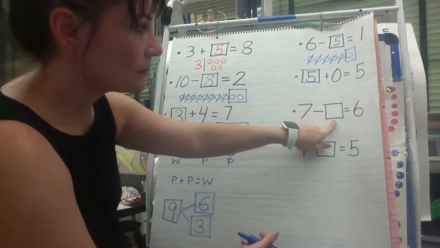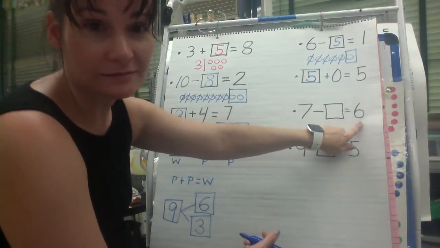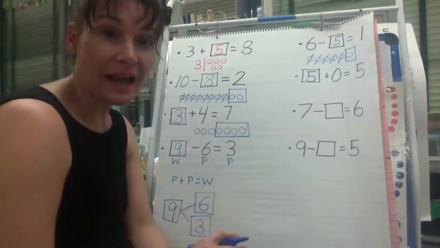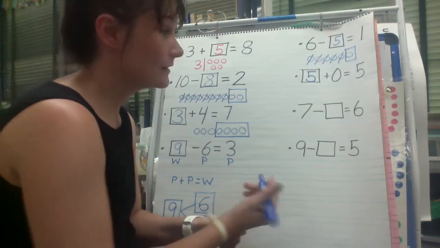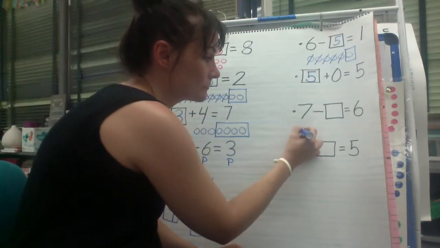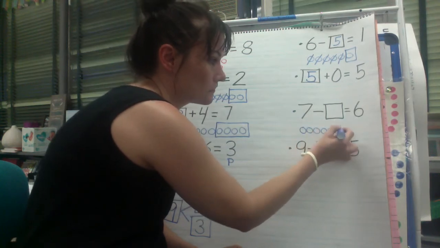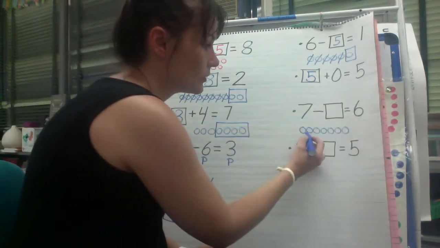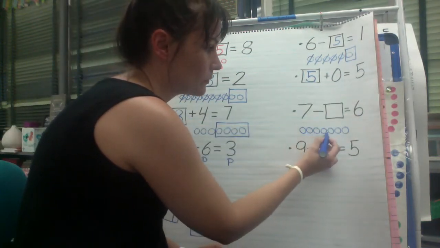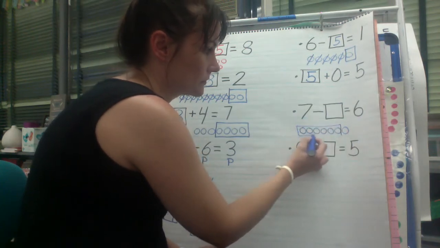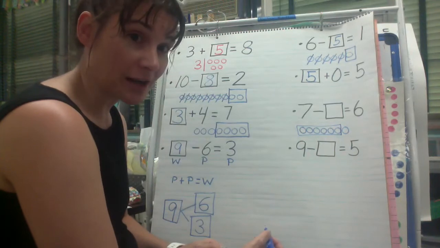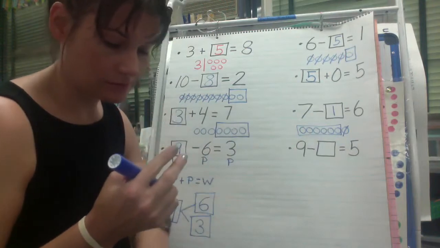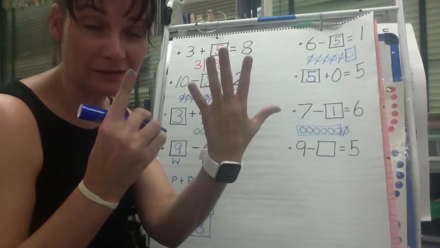7 minus something equals 6. Take a minute, solve, and hit play when you're ready. How did you do? Let's see. We have 7. And I'm going to end up with 6. So I'm going to go ahead and box my 6. 1, 2, 3, 4, 5, 6. How many did I subtract? 1. If I have 7 and I take 1 away, I'll have 6.